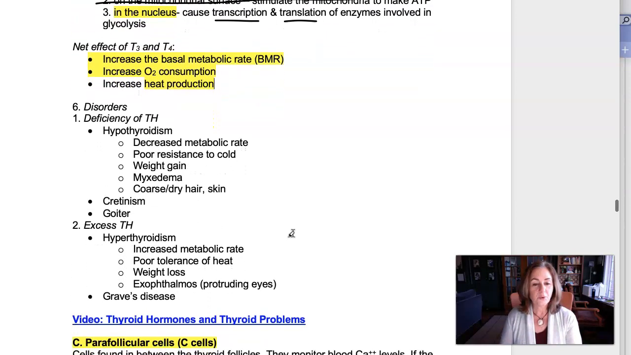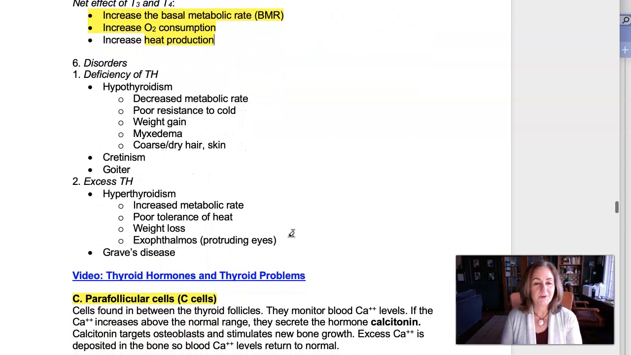So there are some disorders on our list that we need to know. Let me show you these real quick. If we don't have enough T3 and T4, that can result in hypothyroidism. And you know what? Let me just back up one minute and just say that, even though we're talking about both T3 and T4, T3 and T4 will essentially have the same effect in the cell. So you're not really worried about at this level any difference between the two. Okay, there are differences between the two.